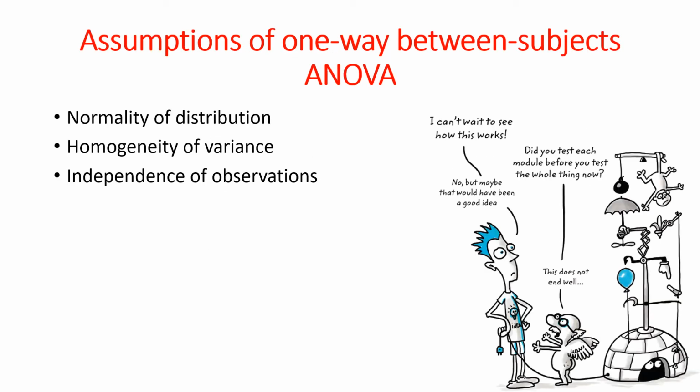Like any other test, one-way between-subjects ANOVA also has its own assumptions: normality of distribution, homogeneity of variance, and independence of observations. Well, I think I talked about these three assumptions in the t-test. I'm not going to talk about them again. It's just the same concept, but in a different test.